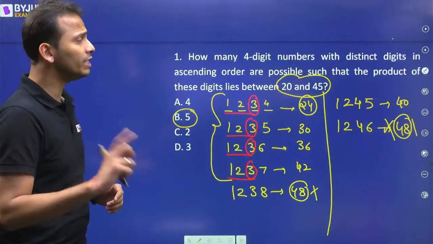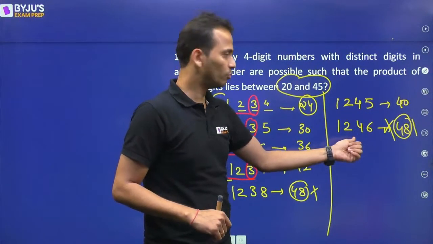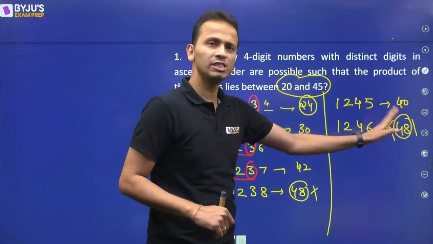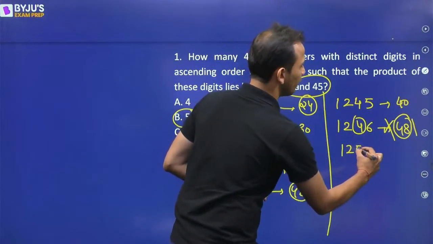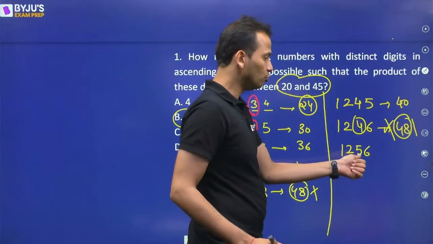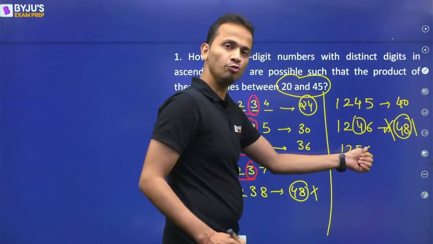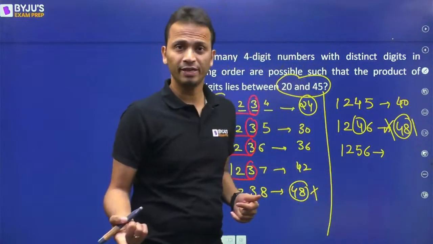Also, why don't you need to check any other number? Because any bigger number than this, if I do 4, 7, obviously it will not qualify. Instead of 4, if I put 5, 1, 2, 5, 6, the smallest number starting with 1, 2, 5 will be 1, 2, 5, 6. The product of the digits is more than 45.